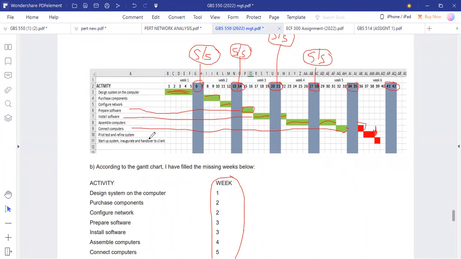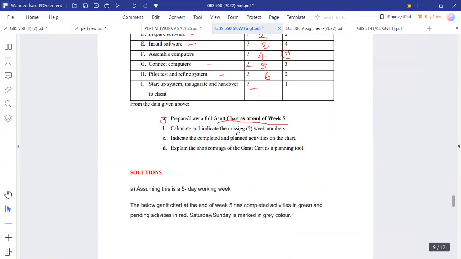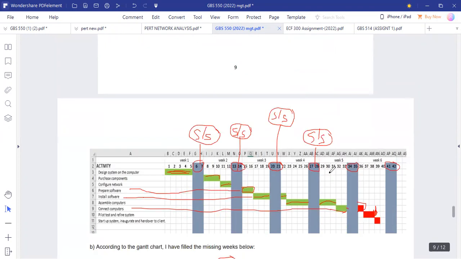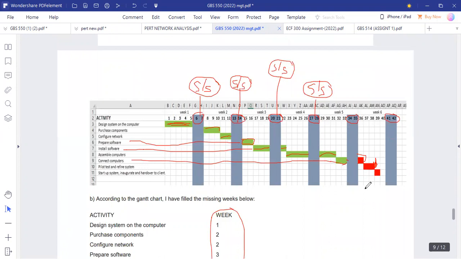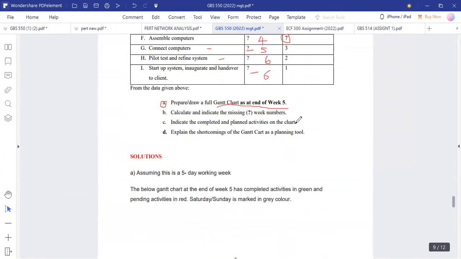And then we can now start up the system, inaugurate and hand over to client. It is just done within the same week because it's only taking 1 day. So in short, we are taking 39 days to finish working on this project. This is how we calculated the missing values to come up with a Gantt chart. Is that clear so far?